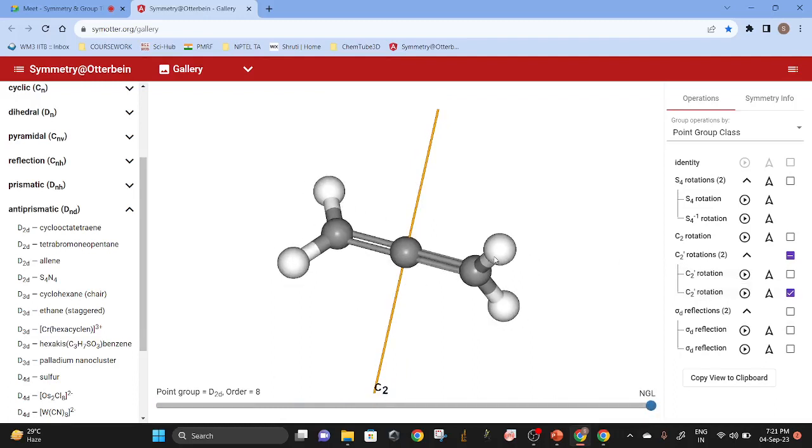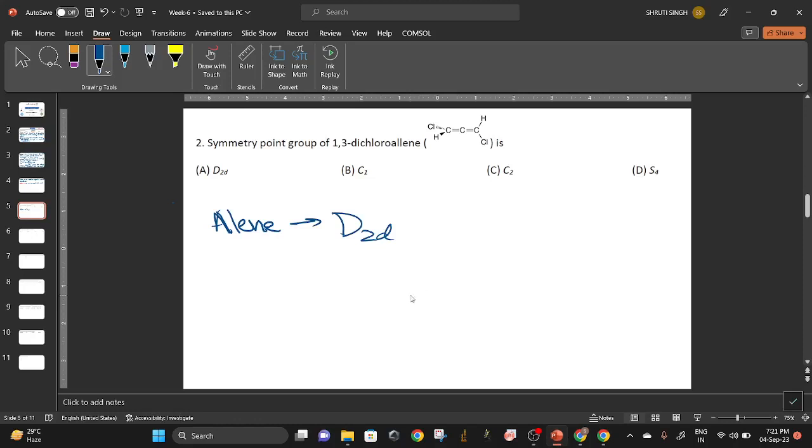So when you change the two groups from D to D, the symmetry reduces to C2. So this is for normal allene, and for this trans disubstituted it is C2.